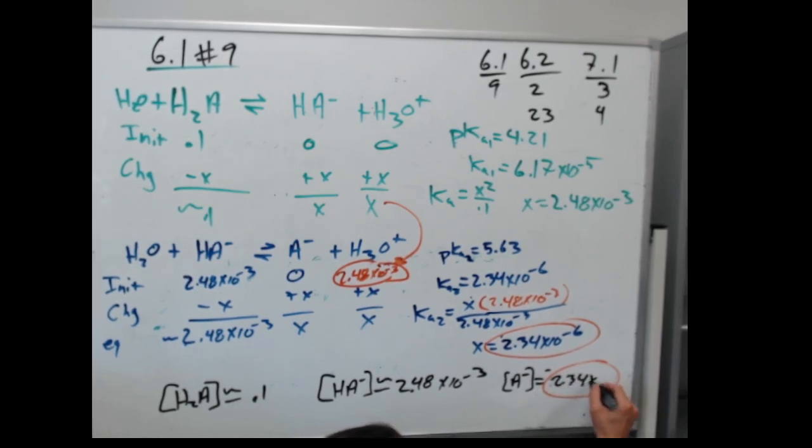2.34. And my x is small approximation is definitely good. Thanks for noticing that. Totally forgot that of course we have H3O plus. We already did the first dissociation.